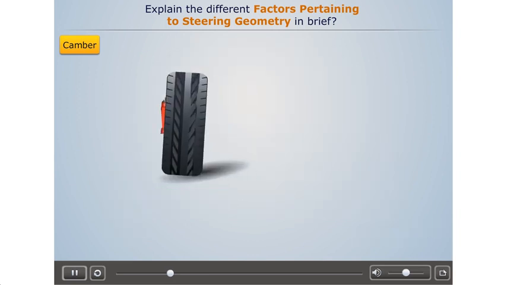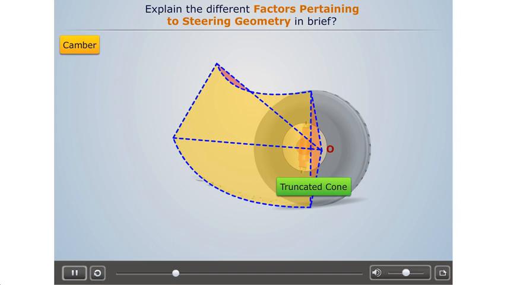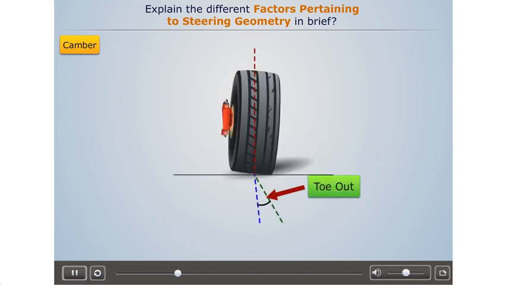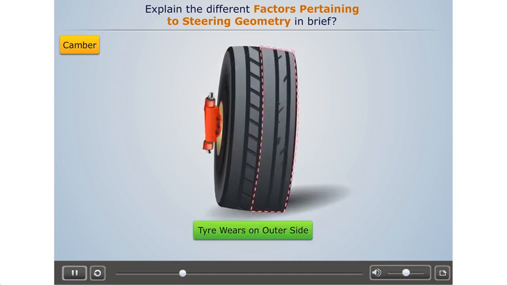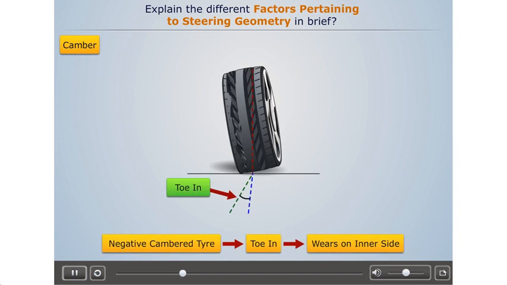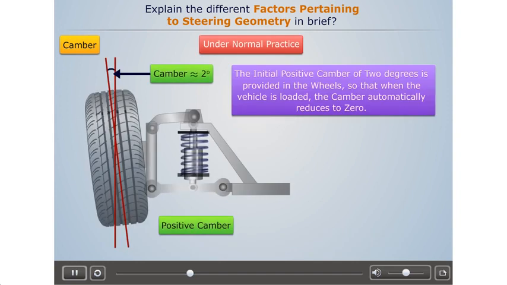Now, in running condition, it is seen that because of the positive camber, the tire tends to roll like a truncated cone about the point O. This causes the wheel to toe out a little. Also, the tire wears more on the outer side. Similarly, a negatively cambered tire tends to toe in a little and wears on the inner side. Under normal practice, the initial positive camber of 2 degrees is provided in the wheels, so that when the vehicle is loaded, the camber automatically reduces to 0.